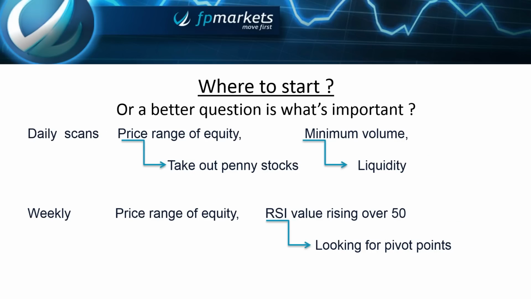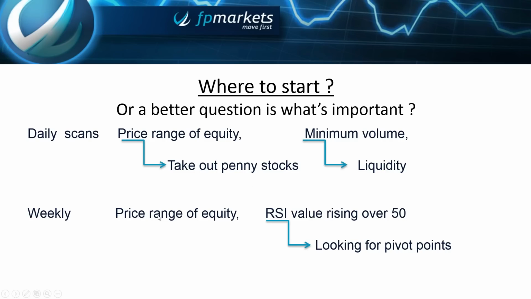So a better question is to ask ourselves what's important. In the daily scans, what's important? The price range of the equity. We can scan looking for equities between $1 and $5, or $5 and $20, that type of thing. And we can eliminate all of the penny stocks. It saves a little bit of time. And minimum volumes: is there liquidity in the stock? We'll have a look at some charts a bit later and see what this liquidity really means.